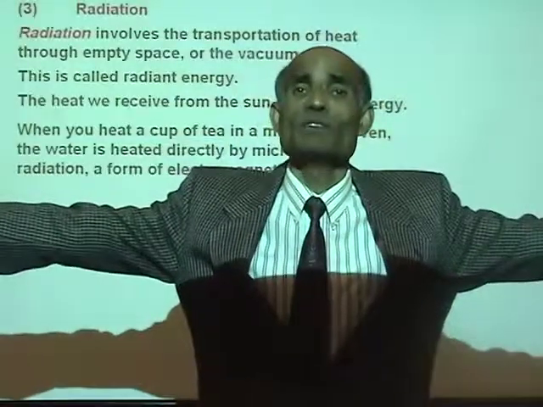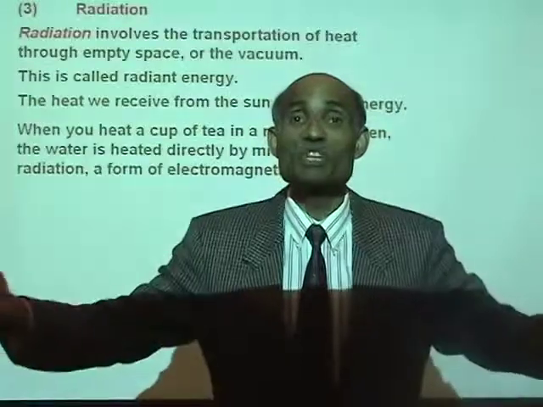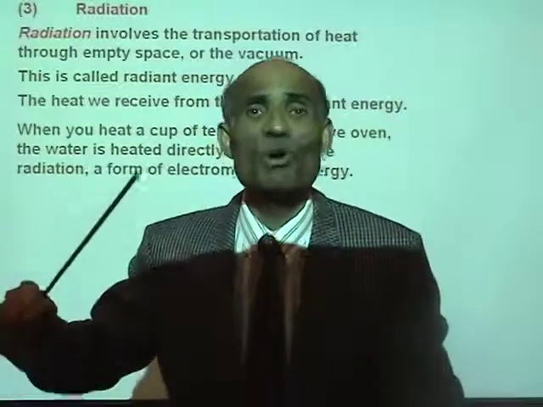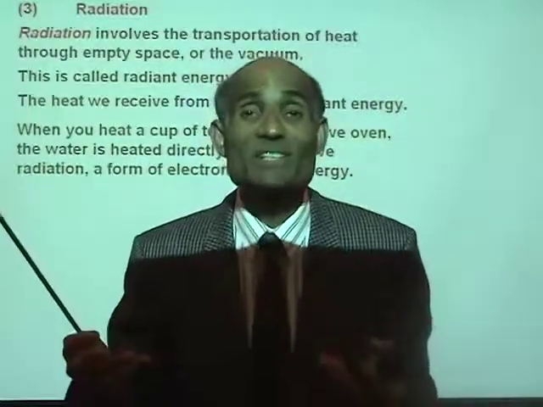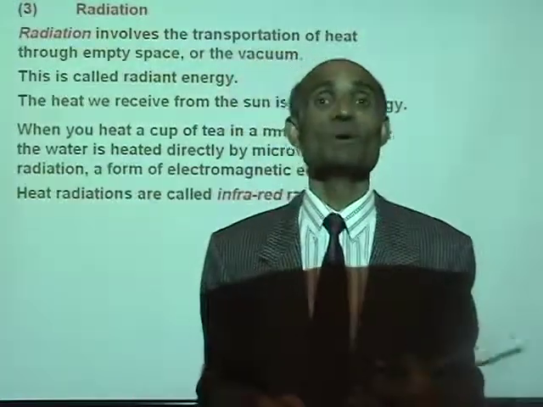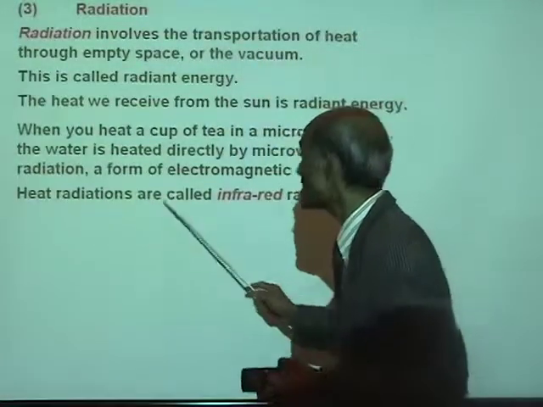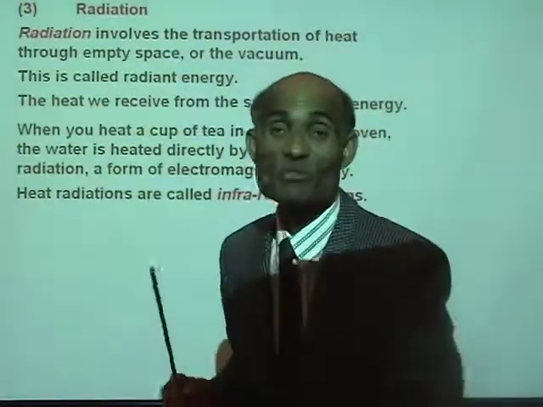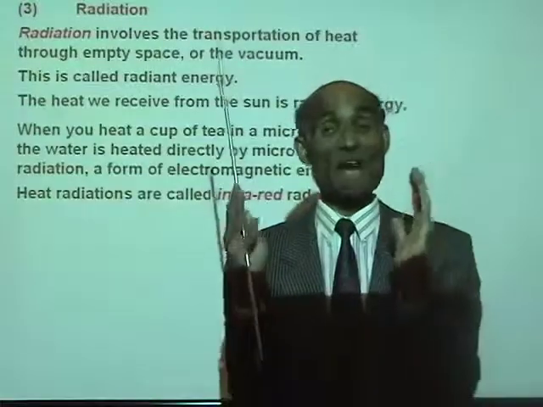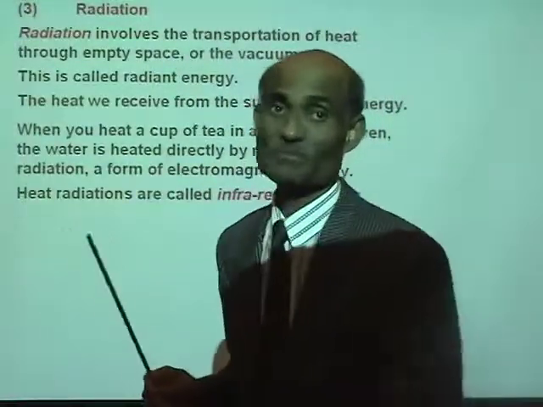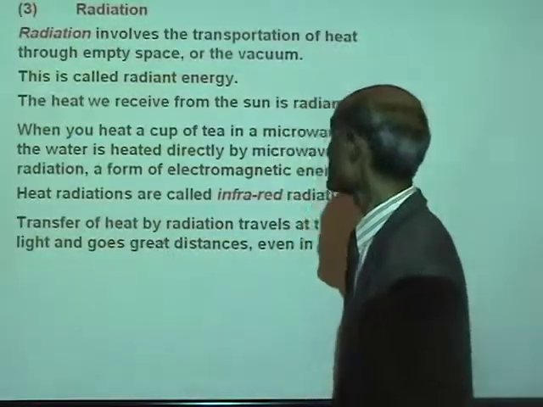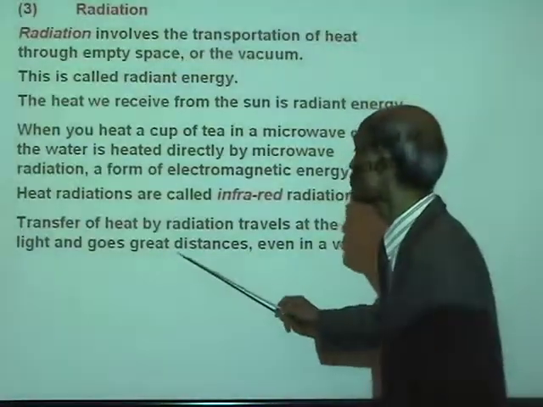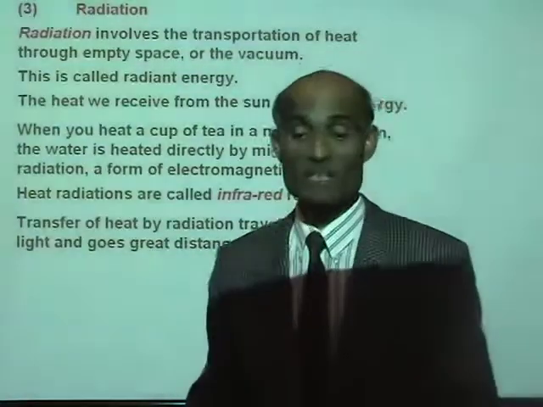They are all radiant energy. Energy that comes to us in the form of radiations, and we call it electromagnetic radiation. Heat is a form of electromagnetic radiations. Heat radiations are called infrared radiations. You see, heat radiations are longer waves than visible light. Transfer of heat by radiation travels at the speed of light and goes great distances even in vacuum.